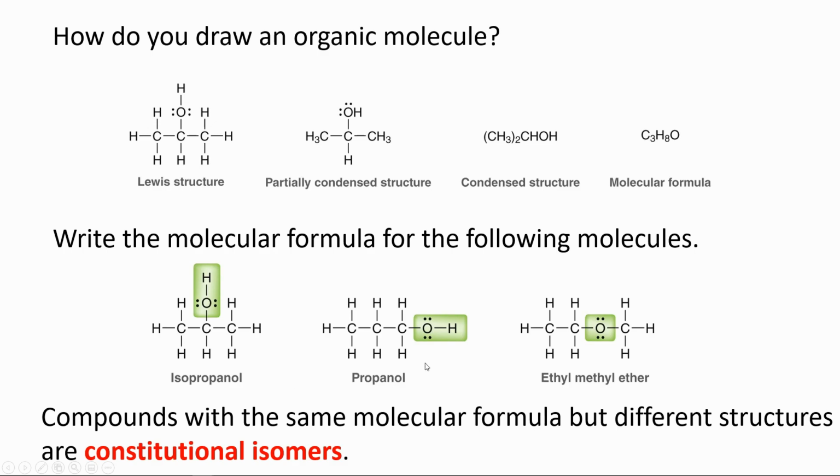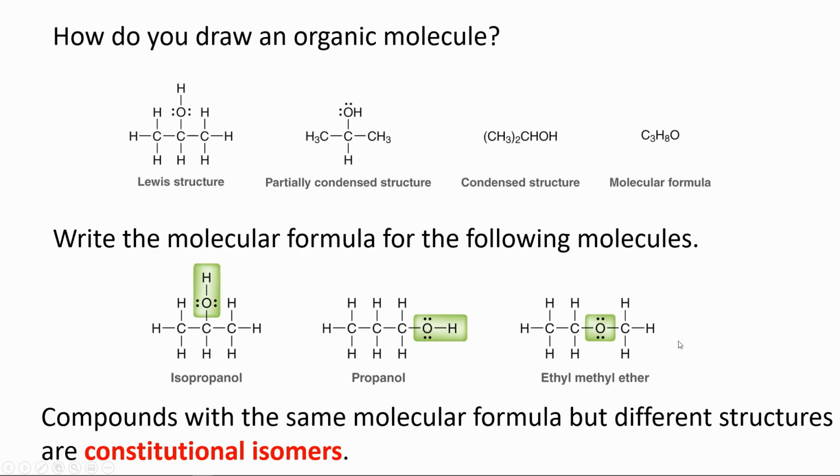We have propanol. In this case, we have an oxygen bonded to a carbon, and this carbon is bonded to one other carbon and two hydrogens, whereas the oxygen bonded to this carbon is bonded to two carbons. We have ethyl methyl ether. This oxygen is bonded to two different carbons.